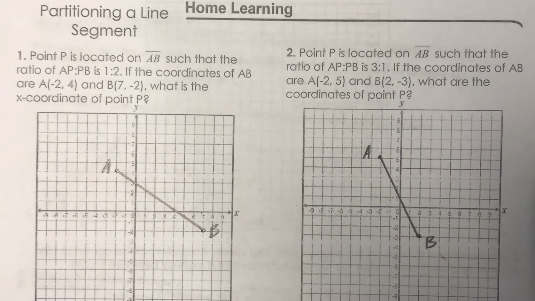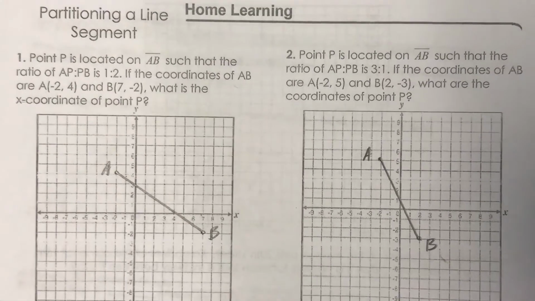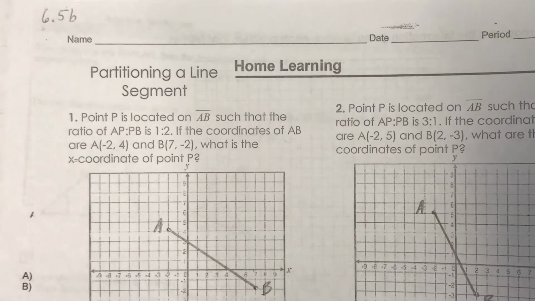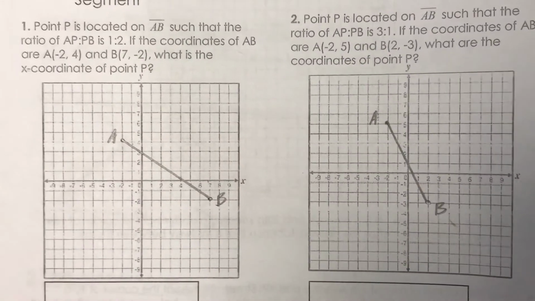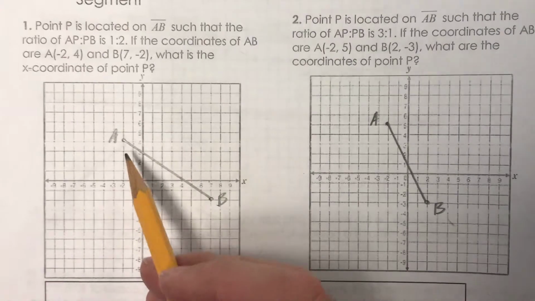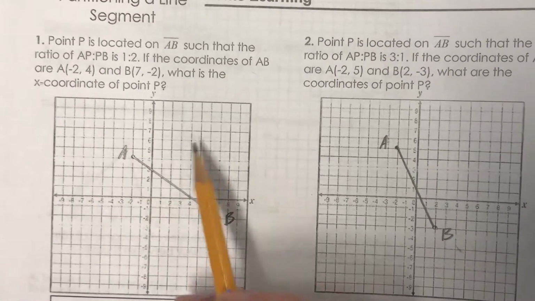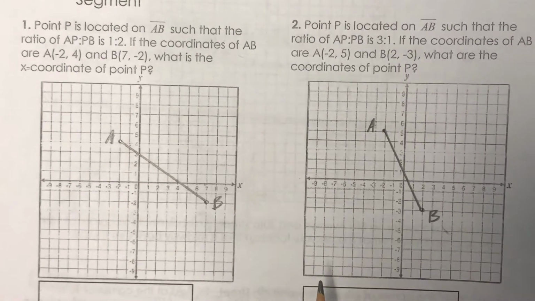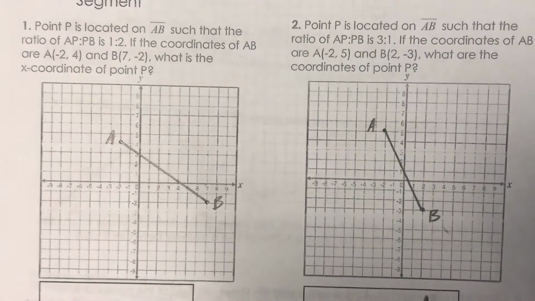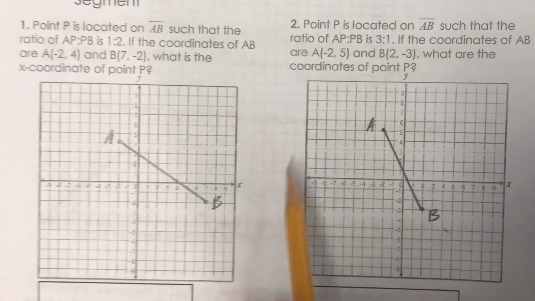Now your home learning is 6.5B, and I told you guys you did not have to do number 3 and number 4. So for the first page, I'm just going to get you started in case you needed a little help. If you haven't already graphed 1 and 2, go ahead and do so now. Pause the video and graph these, and when you're done, let it play.